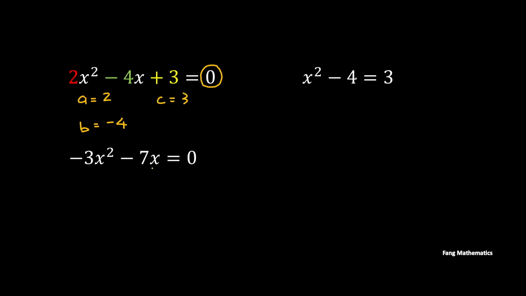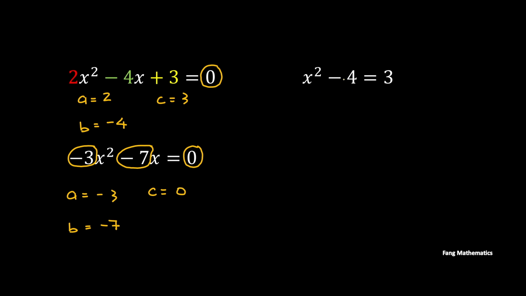Moving on, we look at the second example. You should see that there are only two terms altogether. That means one of the terms is 0. And this is in standard form, so we can start to determine A, B, and C. Your A is -3. Remember, you attach the minus sign with the number. So A is -3, B is -7, and you see that there is no number. So C, the constant term, is 0.